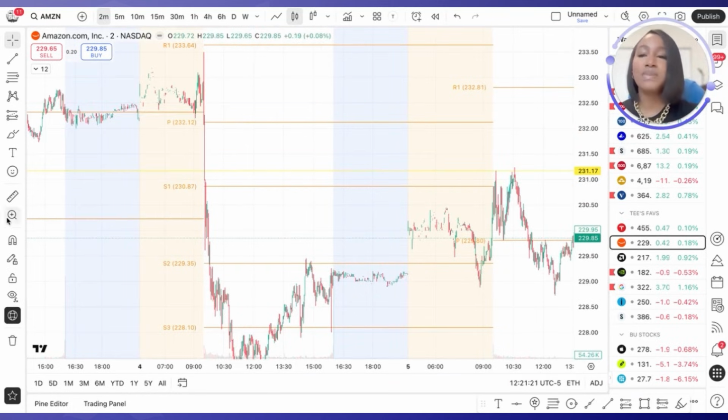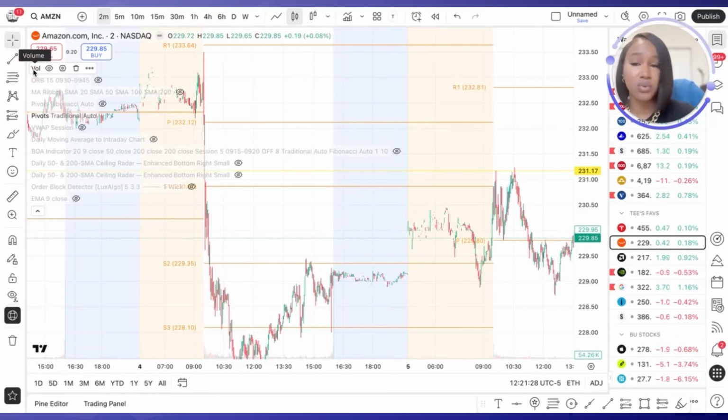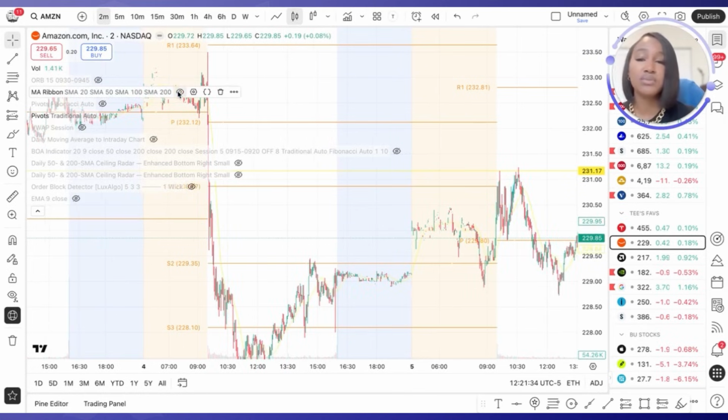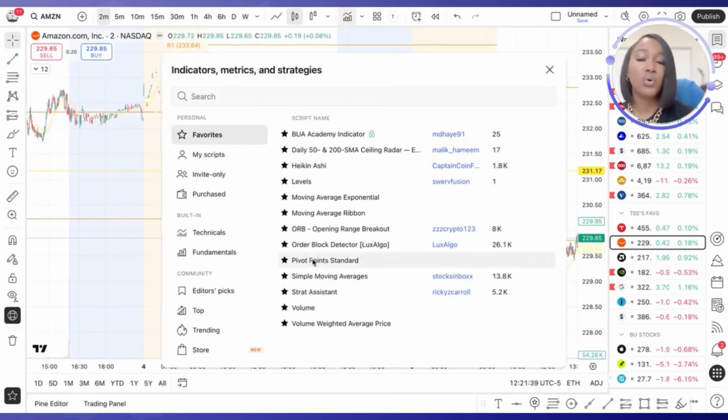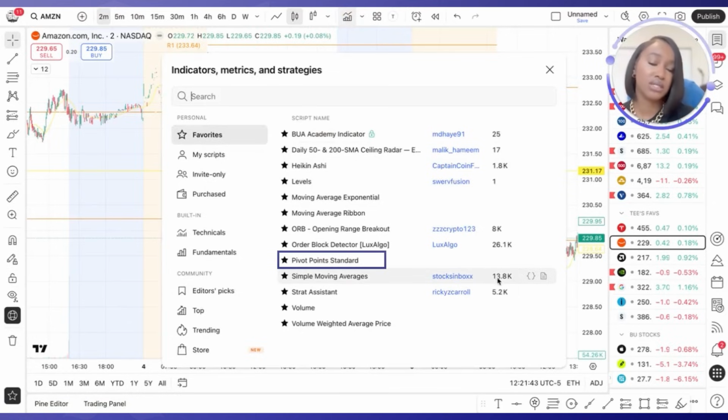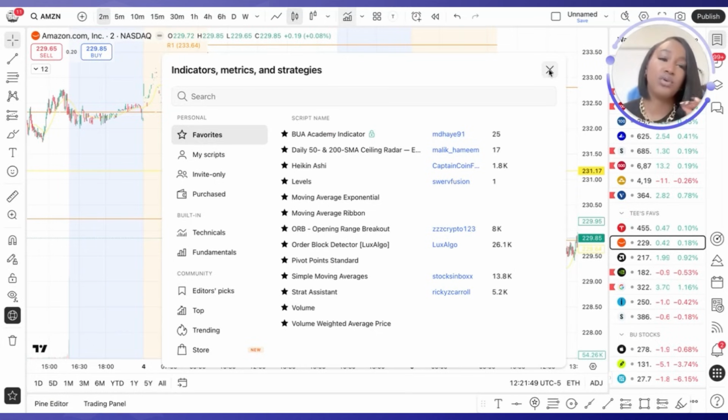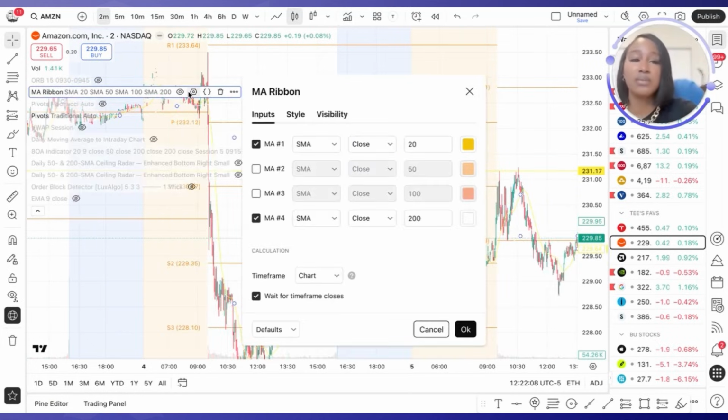All right, last but certainly not least, I think I saved the best for last, to be honest, because hey, this one will never, ever not be on my chart, okay? We coming in strong is going to be the 200 simple moving average. So when you're trying to find it, all you have to type in is simple moving average. Stocks in Box is the one that I use, or whatever charting platform you're using, simple moving average, right? There's different numbers, but I use the 200 simple moving average.